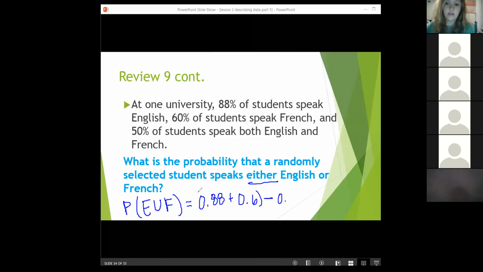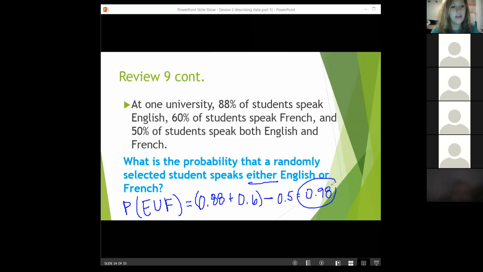So we want to make sure we do this first, put that in parentheses, and then we'll get 0.98. And think about that, because this makes sense: it says that 88% speak English, 60% speak French, and then 50% speak both, so it's saying what's the probability that they speak either English or French? That's almost all of them.